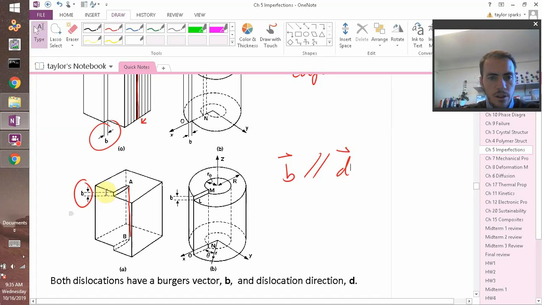Okay, can you see that here? That this parking garage, if I was to start down here, if I was to do my Burger's circuit, I would end up above where I started, or going the other way, I'd end up below it. Therefore, the dislocation, the amount to end up where I started, has to go up or down. But that's the direction of the dislocation. It also goes up and down. Let's show you this with a diagram.